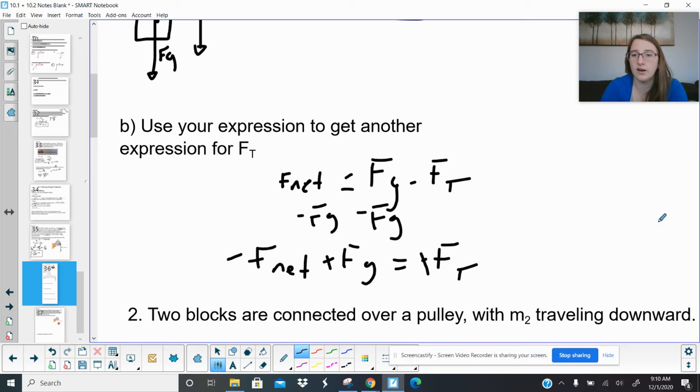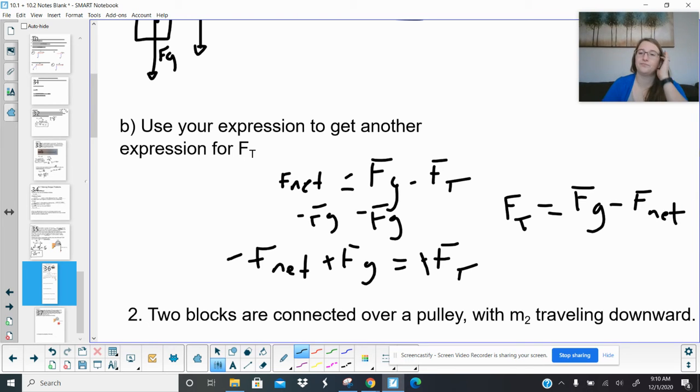So I'm going to rewrite this for our final answer. Force tension is now positive. I'm going to rearrange this. So force of gravity comes first because it's positive, and F net comes second. So here is an expression for force of tension.